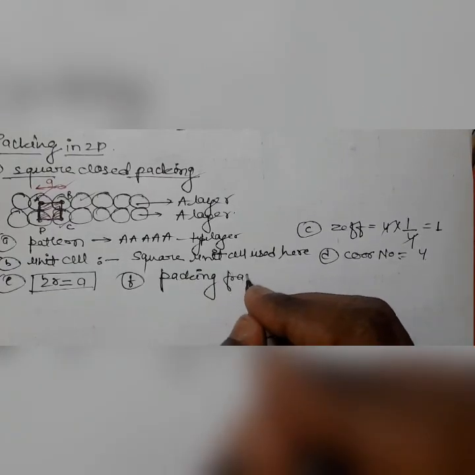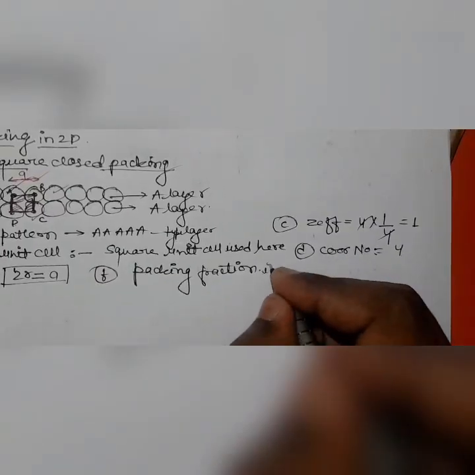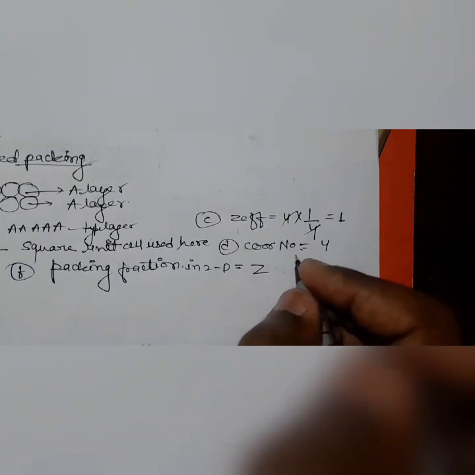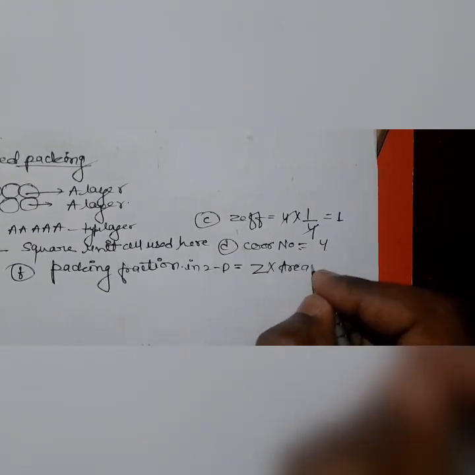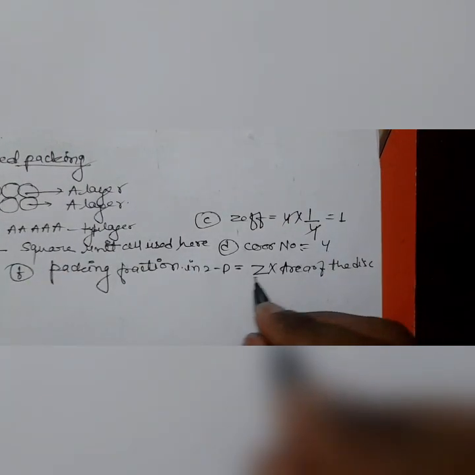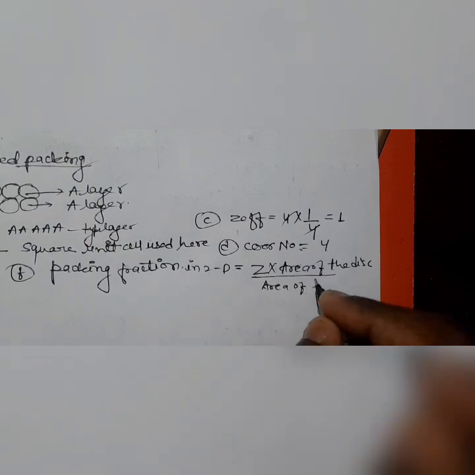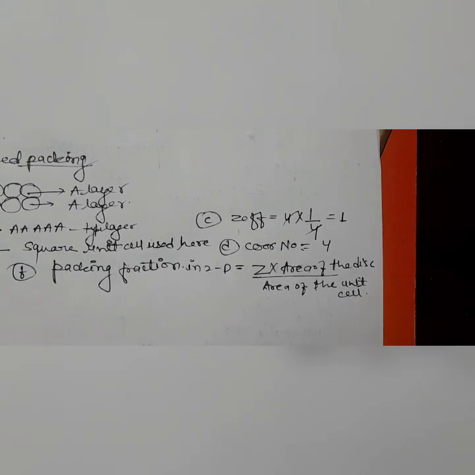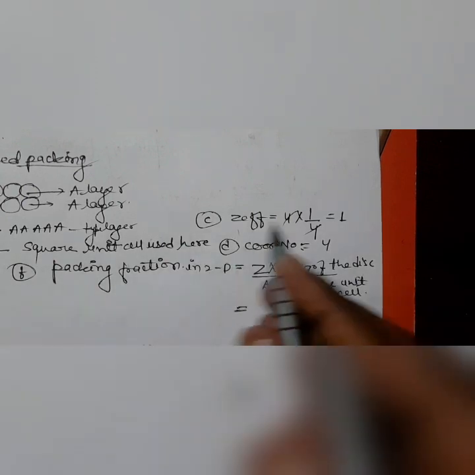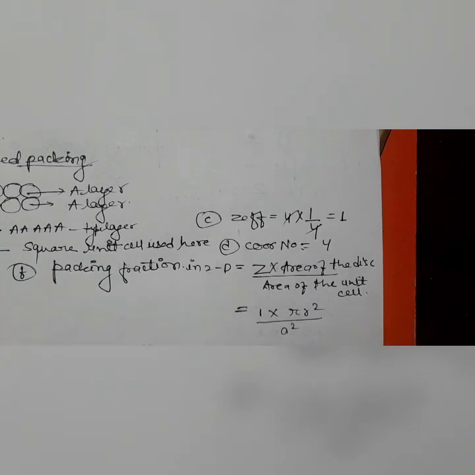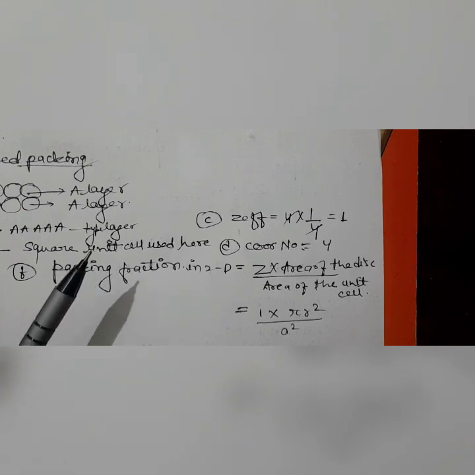Packing fraction in 2D. The formula of packing fraction in 2D is different from the packing fraction in a unit cell: it is Z into the area of the disk, divided by the area of the unit cell. Here we have the square unit cell, so we use the square. Z effective of it is 1. The area of the disk is pi r square. The area of the unit cell is a square. The relation between them is a equals 2r.